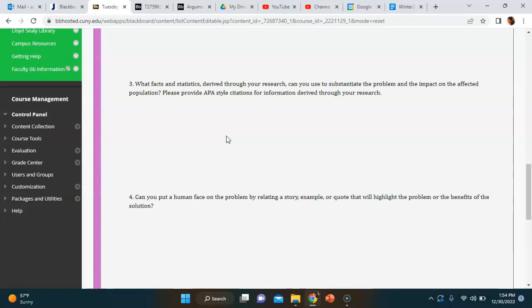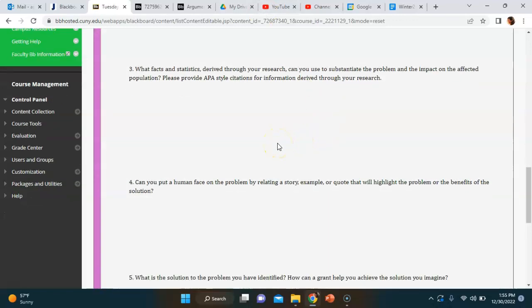So if you're writing a paper about the lack of trash cans in Gowanus, then hopefully you did some research and you found information, maybe not specifically about the lack of trash cans in Gowanus, but you probably found some information about the lack of trash cans in New York City in general that you can then apply to the situation that you are observing in your particular neighborhood, in this example of Gowanus, right? So provide APA style citations for the information derived through your research.